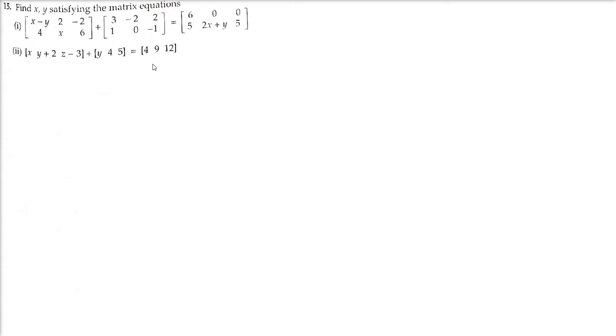Coming to the second part. The same thing we have to add and equate. X plus y is 4. That is, x and y you have to add. So x plus y. Y plus 2 you have to add with 4. Y plus 6 it will be. Z minus 3 plus 5. So z, 5 minus 3 is 2. So z plus 2 it will be. And this is equal to 4, 9 and 12.